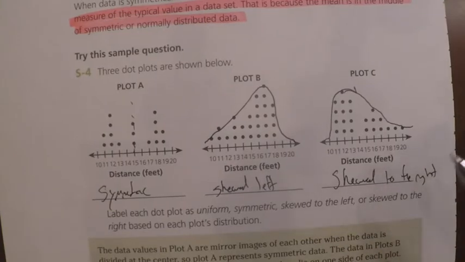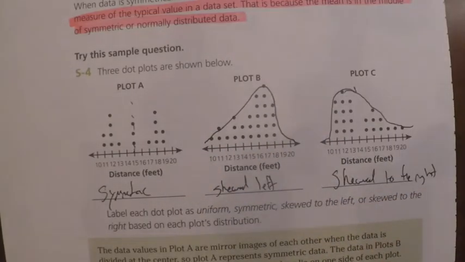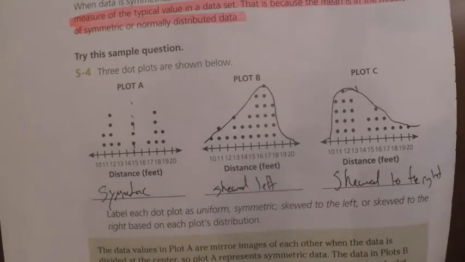So the only one that would have somewhat, the mean might be a good measure of this data set would be plot A. However, since they're both kind of off to each side here, it wouldn't really work great with plot A. So now let's take a look at some of the questions that we have here.